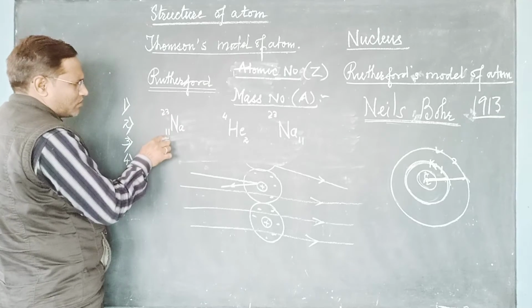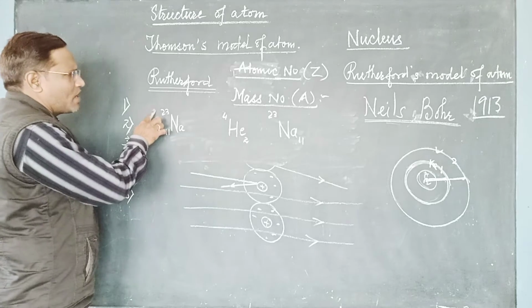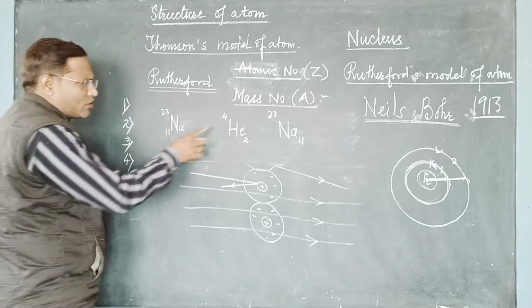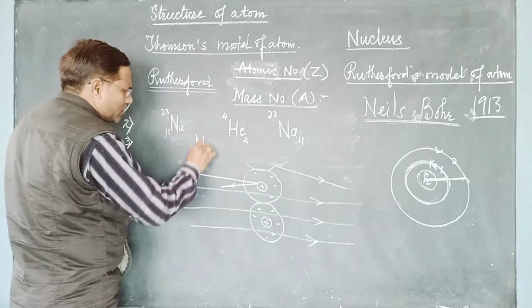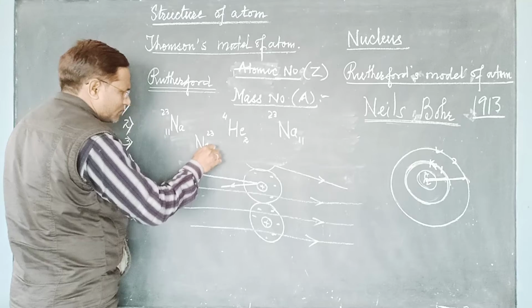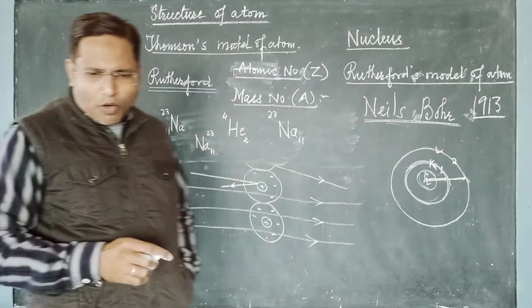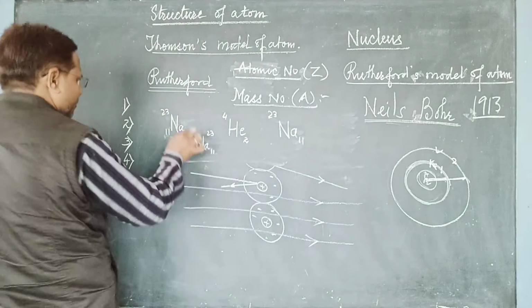But you have to remember that mass number should be on the top and atomic number should be at the bottom, whether you write in this way, or this way, or this way. In your book, you can see how they have given. They have given in this way.